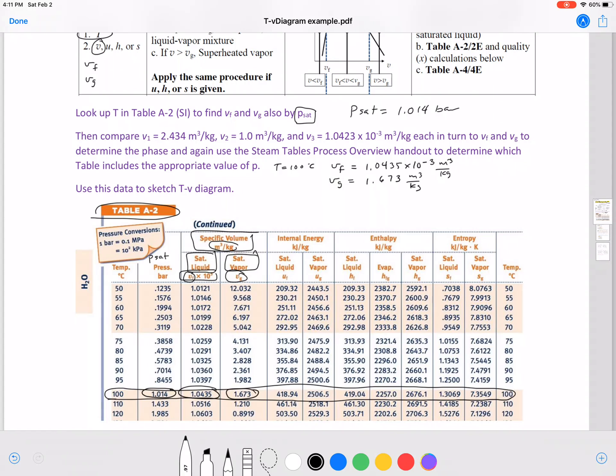So these are our VF and our VG. And again, here we have the state 1, state 2, and state 3 specific volumes that we are going to see where they lie.